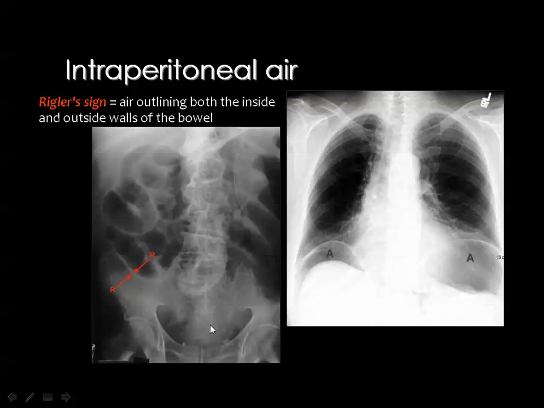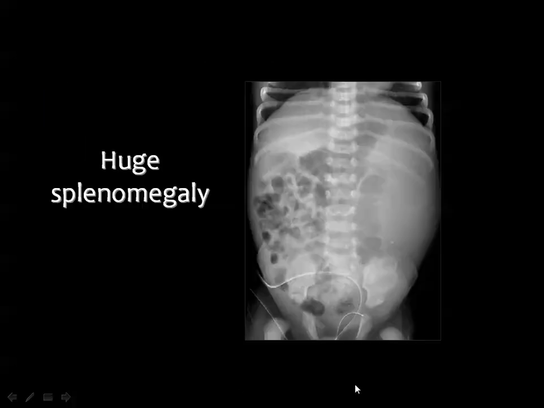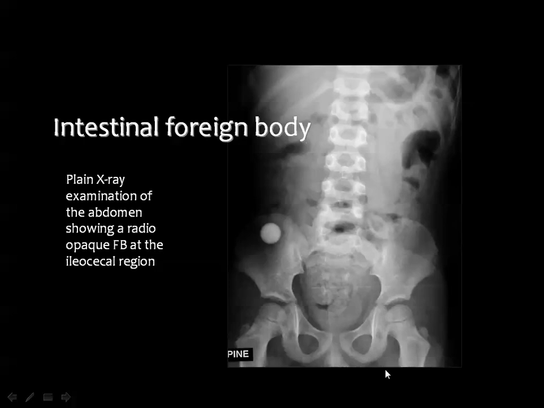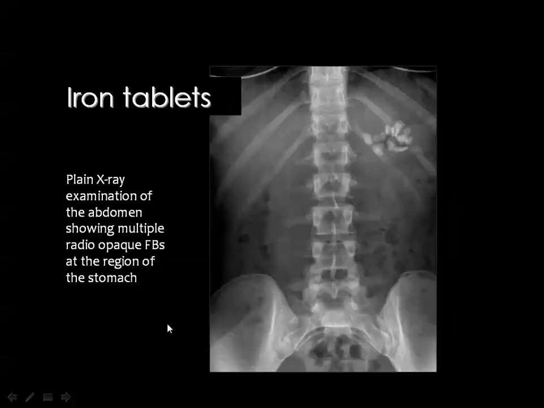If you can see the wall, then you know there should be some air outside the bowel, and this is diagnostic of intraperitoneal air. And here you can see an example of a huge spleen, which is easily identified in the plain film in this child. The spleen is reaching the left iliac fossa.